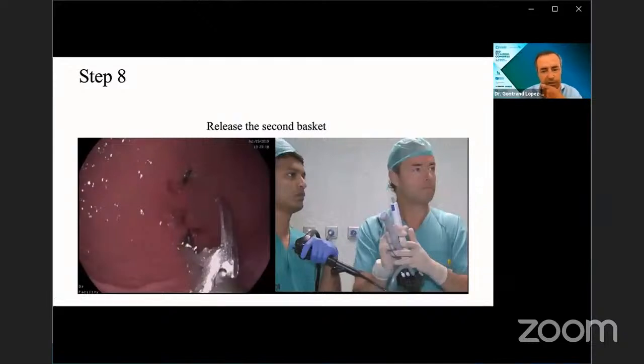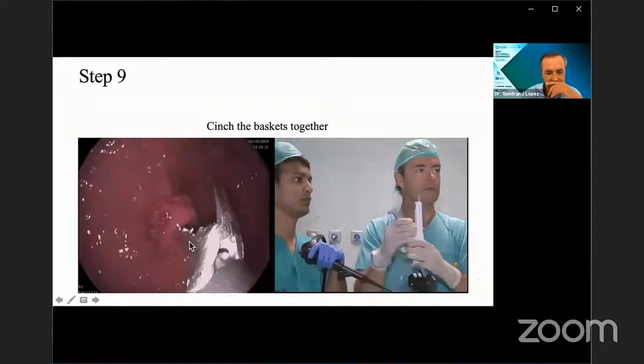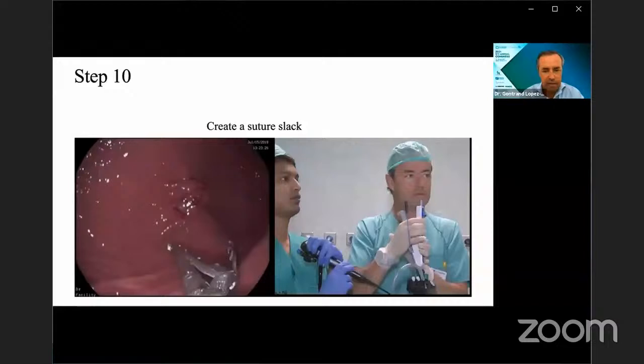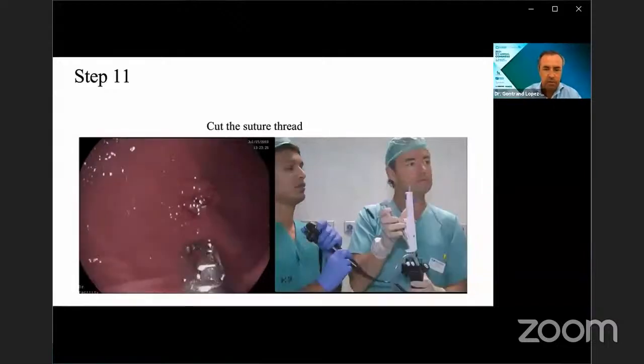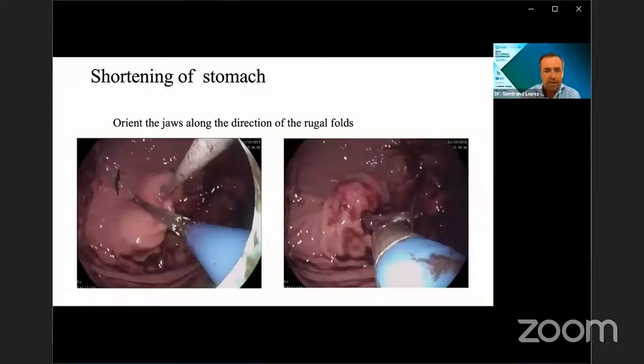Here in this endoscopic picture, you can see how the 2 baskets are more or less 6 centimeters apart from each other, but there is no fold yet. Now we need to cinch it. We advance this green button that you see on my hands, and you cinch the baskets together, creating the first fold. Then you create a suture slack and you cut the suture thread using a combination of the blue button and the green one.